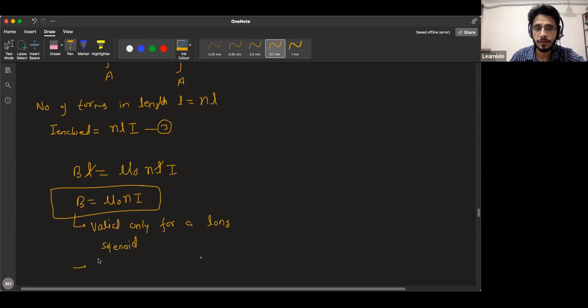Second, this is in the central region. This is at the center of the solenoid. This expression is valid only for the central region of the solenoid.